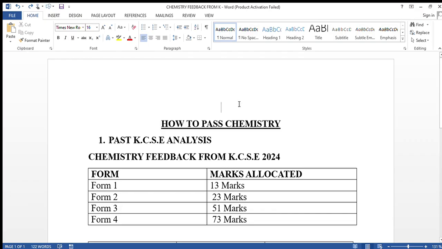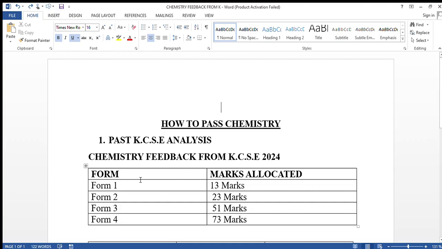How to pass chemistry. Now, any learner or student who wants to pass chemistry must carry out thorough analysis of previous KCSE exams. So we have done the analysis for last year, 2024 KCSE, and these are the feedback.